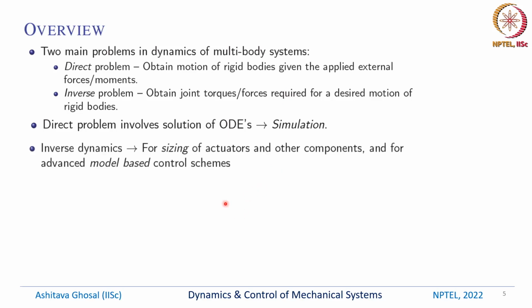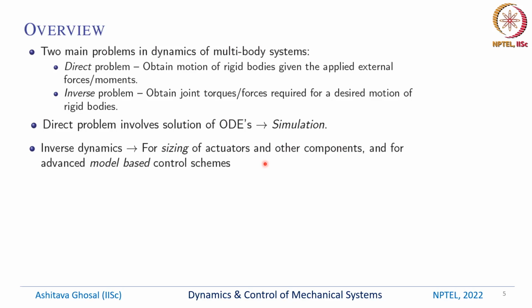The inverse problem is useful for sizing of actuators and other components, and also for advanced model-based control schemes. So what do we mean by sizing of actuators? Suppose I give you a multi-body system and I tell you that these are some of the typical q as a function of time, q dot as a function of time, and q double dot as a function of time I want the multi-body system to do. So I can put it in the equations of motion, and then I can compute the torque required to achieve those q, q dot and q double dot as a function of time.